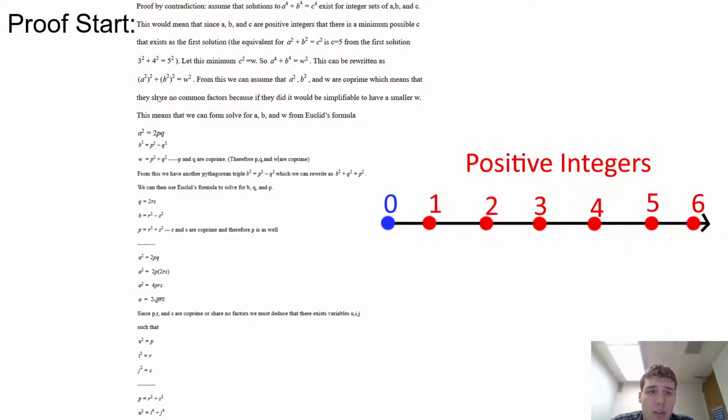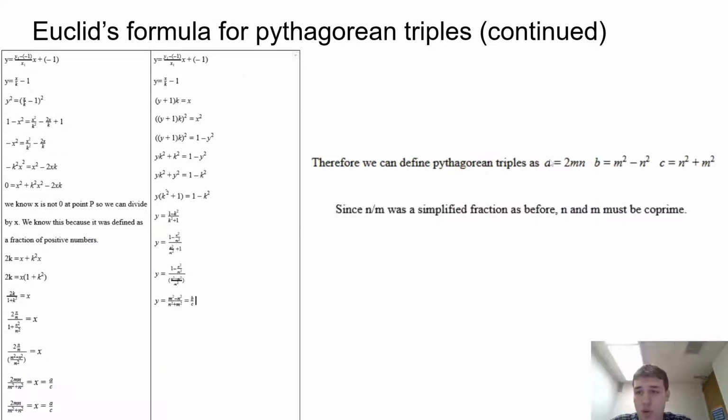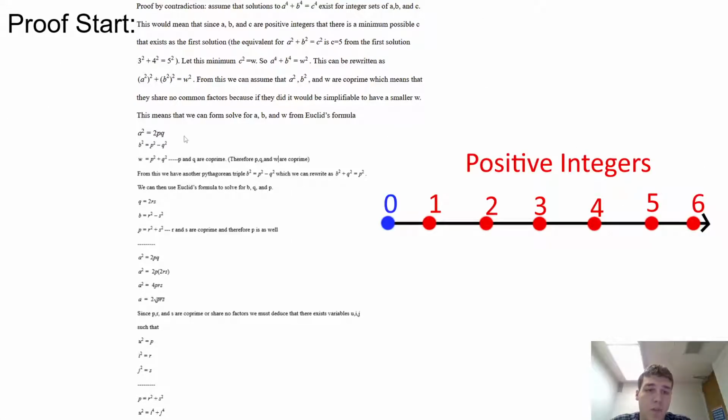Since we have a Pythagorean triple, since we have the Pythagorean theorem right here, a squared squared plus b squared squared equals w squared, this means that we can use Euclid's formula to get these other things derived from it. When we have Euclid's formula right here, we can derive these things from a squared, b squared, and c squared. Now a squared is 2pq, b squared is p squared minus q squared, and w is p squared plus q squared.